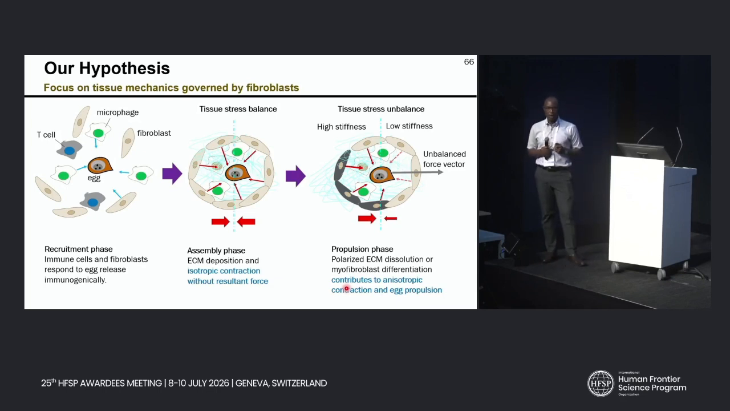So the hypothesis that we came up with, and this is something that we're still tackling, we looked at tissue mechanics, and we thought about who may be the players that could be driving this process forward. So the hypothesis is, when you look at the recruitment phase, where the egg is surrounded by different host cells, immune cells, we kind of focused on this person here called the fibroblast. And we thought the fibroblast, because of their ability to be contractile, and they are well known to change, they can be immune stimulated to change from fibroblasts to myofibroblasts.